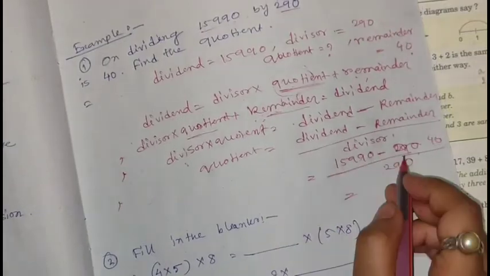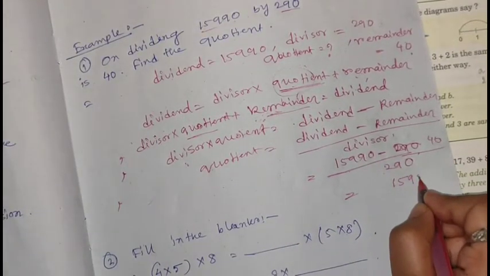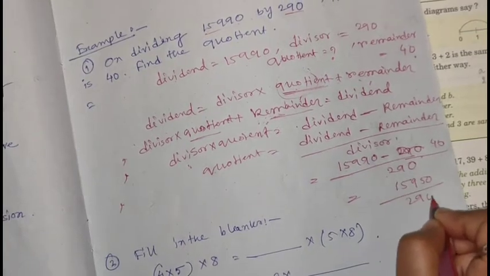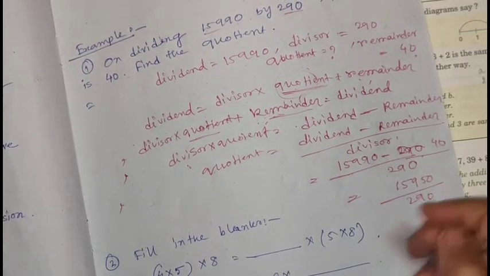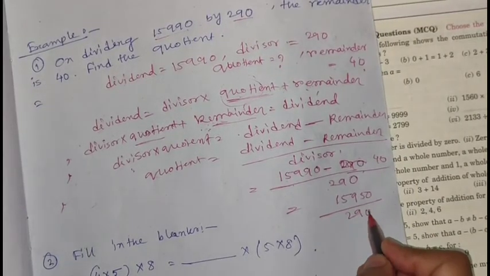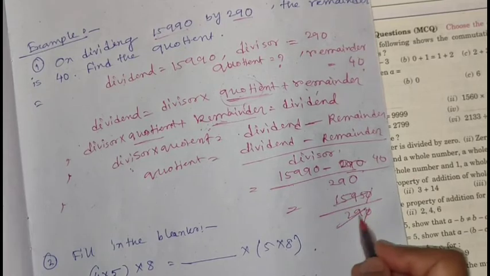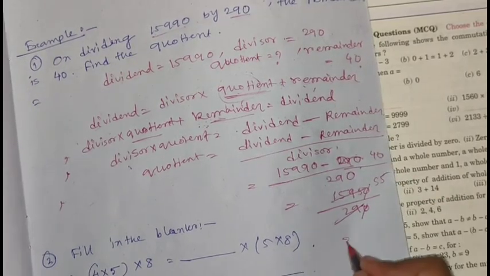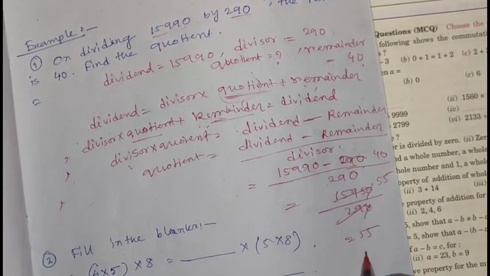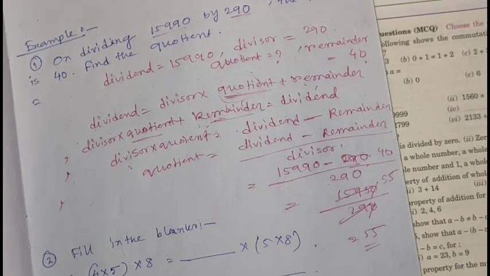So 15,990 minus 40 is 15,950, divided by 290. Okay. If you divide this, first cancel the 0, and if you divide these two numbers, you get 55. So 55 is the answer. The quotient is 55.